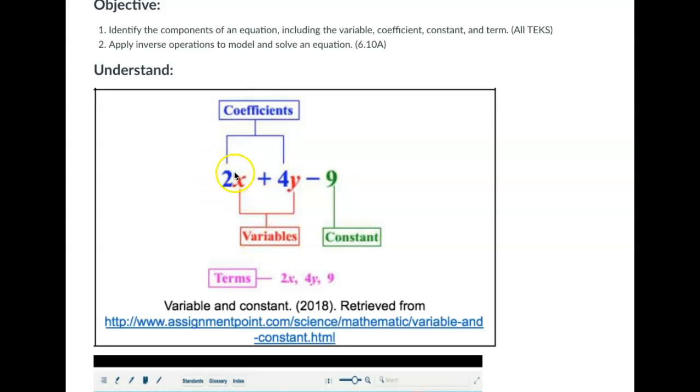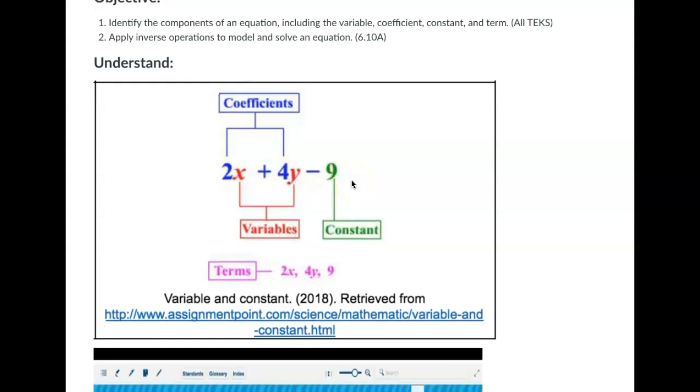The numbers in front of them are called coefficients, and that means that 2 is being multiplied by an unknown number, 4 is being multiplied by an unknown number, and then if there's a number just by itself, that's called a constant. All three of these things are called terms, so these are all things that we need to be aware of. These three things together are also going to be called an expression as well.